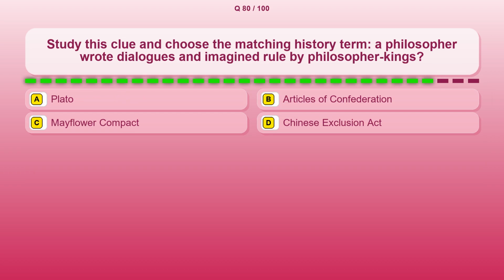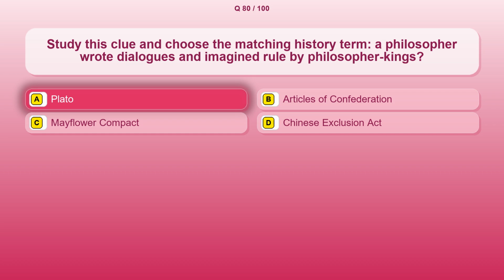Question 80. Study this clue and choose the matching history term. A philosopher wrote dialogues and imagined rule by philosopher kings. Option A, Plato. Option B, Articles of Confederation. Option C, Mayflower Compact. Option D, Chinese Exclusion Act.